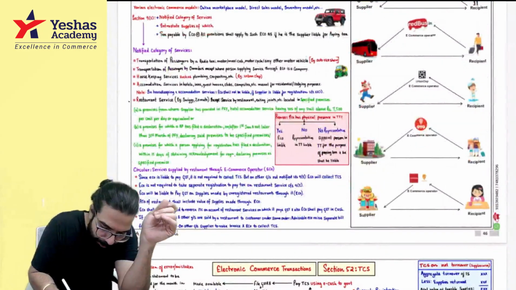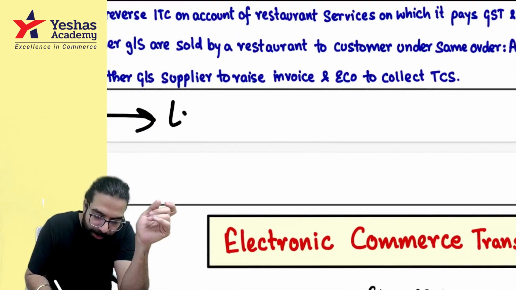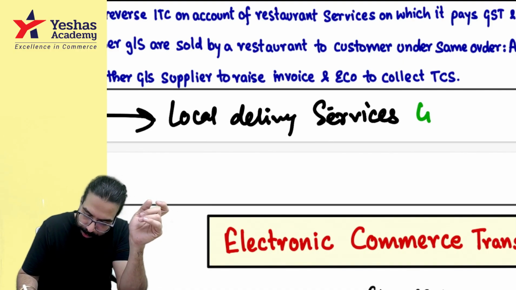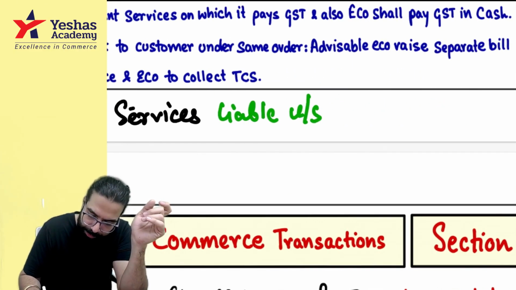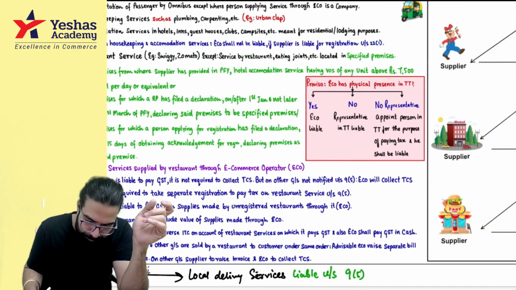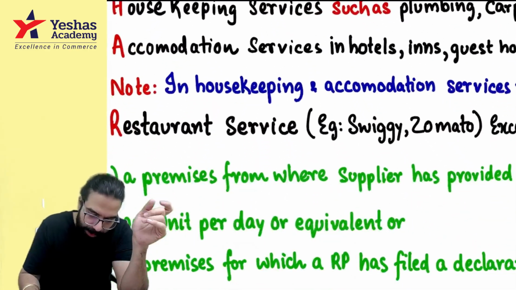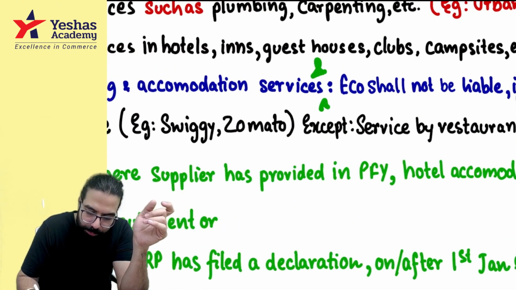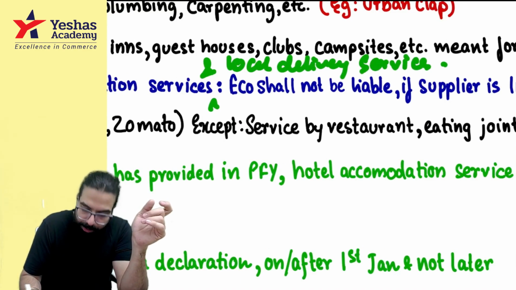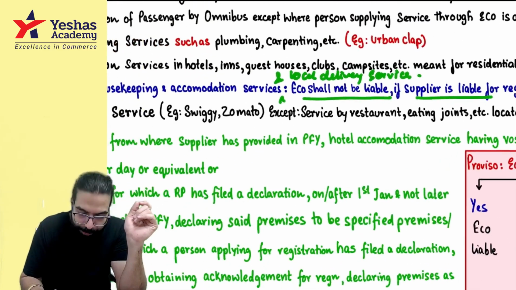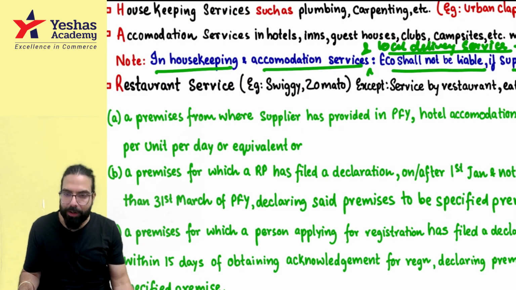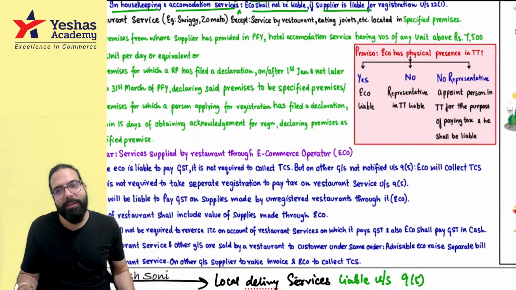Here they have added one more point. After restaurant services, you can write over here: local delivery services liable under section number 9.5. And here you can write: in housekeeping, accommodation and local delivery services, the e-commerce operator shall not be liable if the supplier is liable. This point is applicable to housekeeping, accommodation and local delivery services also. Clear, sir? Clear. So local delivery services are under section number 9.5 now.